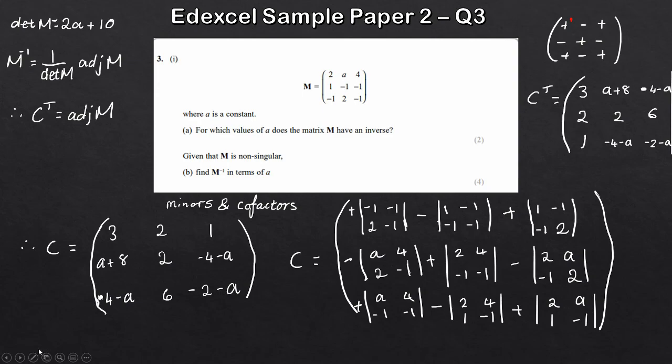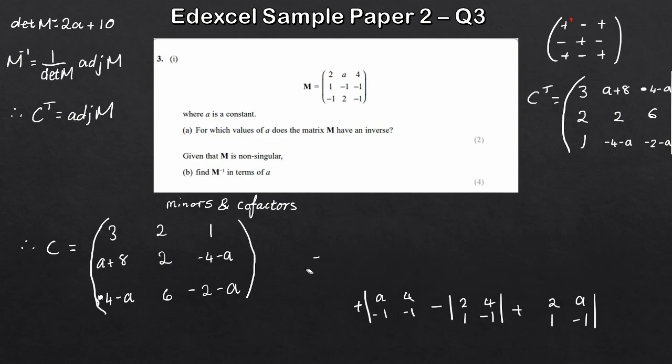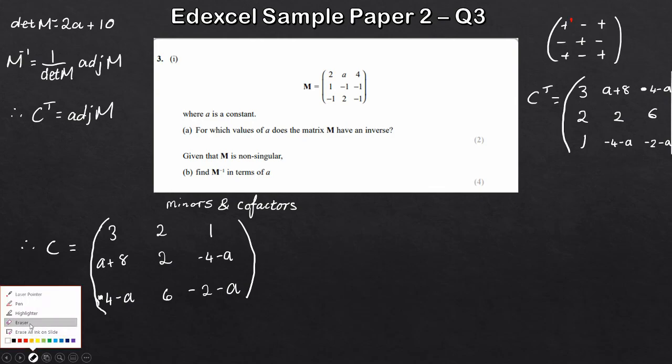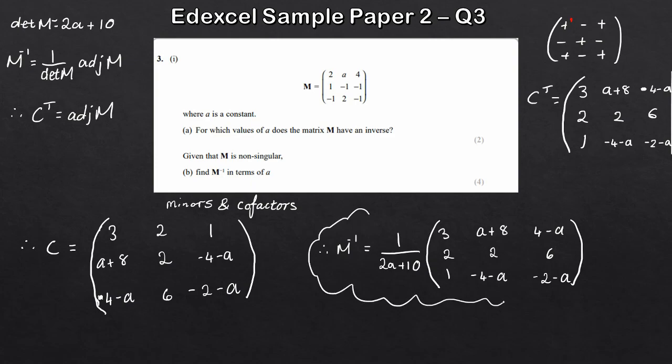To do that, I'm going to rub all this out, just so we've got enough room to finally give the last answer. So finally, let's write down the final answer. M inverse, therefore, is 1 over the determinant, so 1 over, like we had at the top, 2a plus 10, times C transpose here, which is my adjoint. So I'm going to times this by 3, 2, 1, a plus 8, 2, minus 4 minus a, and finally 4 minus a, 6, minus 2, minus a. And there we have it. So that is M inverse there.